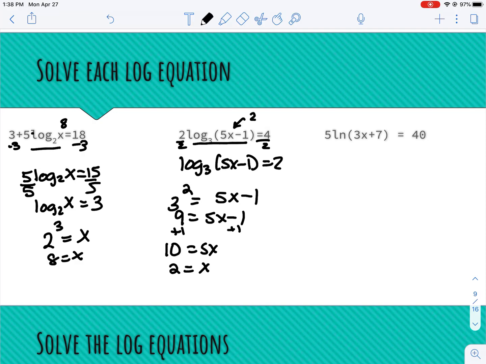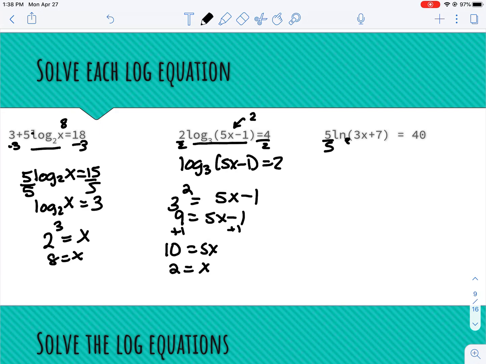Okay, again, if you want to substitute that 2 in there, 5 times 2 is 10, minus 1 is 9. So log base 3 of 9 is 2, and 2 times 2 is 4, so that one works out. So again, either use your calculator or mental math to make sure that they're not coming out to something that doesn't work.